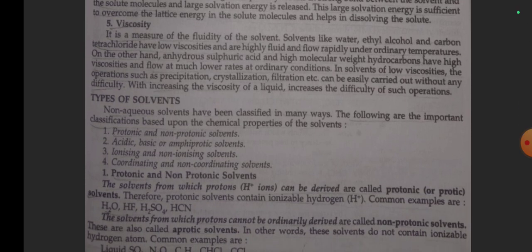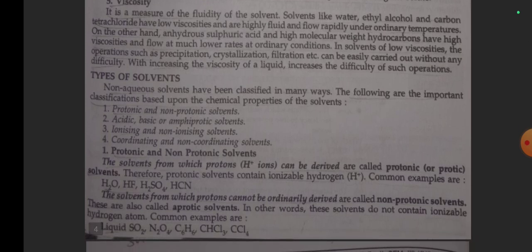Number 5, viscosity. It is a measure of the fluidity of the solvent. Solvents like water, ethyl alcohol, and carbon tetrachloride have low viscosities and are highly fluid and flow rapidly under ordinary temperatures. On the other hand, anhydrous sulfuric acid and high molecular weight hydrocarbons have high viscosities and flow at much lower rates at ordinary conditions. In solvents of low viscosities, operations such as precipitation, crystallization, filtration, etc. can be easily carried out without any difficulty. With increasing viscosity of a liquid, the difficulty of such operations increases.